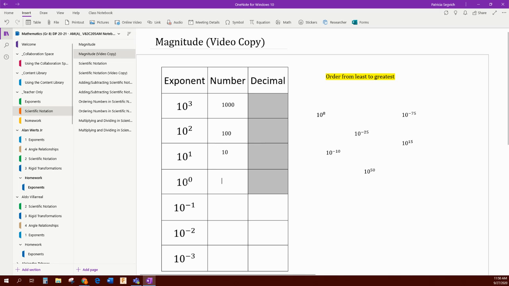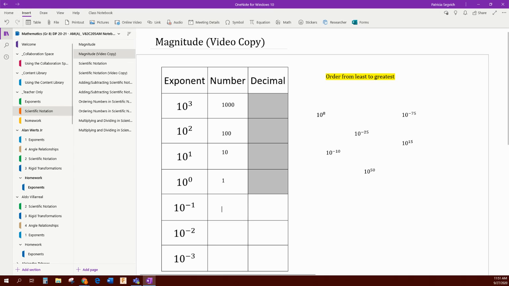And 10 to the 0, what's any number raised to the 0 power? 1. Notice that has no zeros. Now when we get down to here, 1 over 10 to the first, remember, we take it and we flip it, so we're going to have 1 over 10 to the first to get rid of that negative exponent.